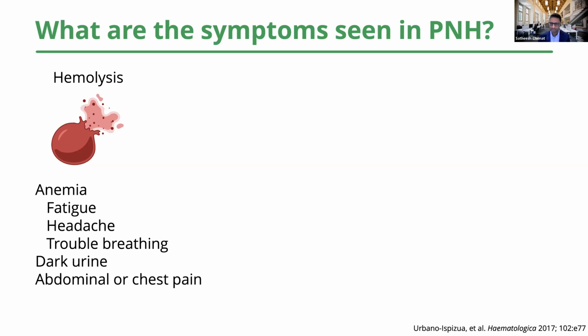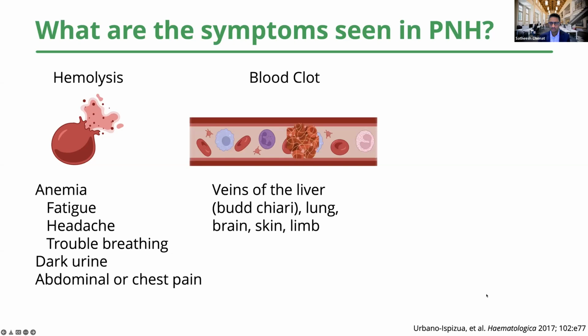The second important symptom that we highlight a lot with PNH is the blood clot. A blood clot is formed whenever a bunch of red blood cells and various other proteins come together, resulting in a clot which completely occludes the vein. Most of these blood clots seen in PNH occur within the veins. Very few occur in the arteries.